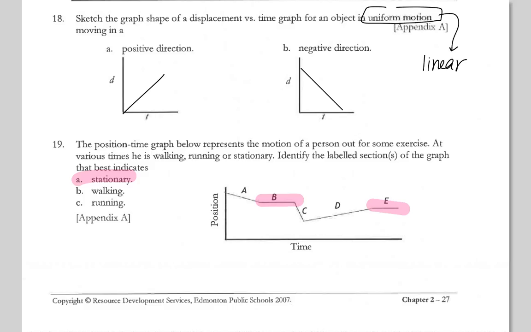Okay, and then what's the difference between walking and running? What's the only difference? Okay, so walking is slower, running is faster. What property of a linear graph are we looking for? Good, but what part of the slope? The steepness. So which parts are steeper? So C, I'm assuming you'd be running because it's steeper.